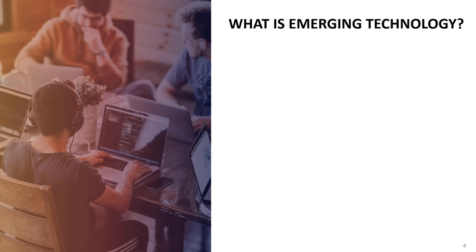An emerging technology can be defined by 5 attributes. First is radical novelty. What does that mean? It means that a technology can become an emerging technology if it is something new and original, or it was not done before.